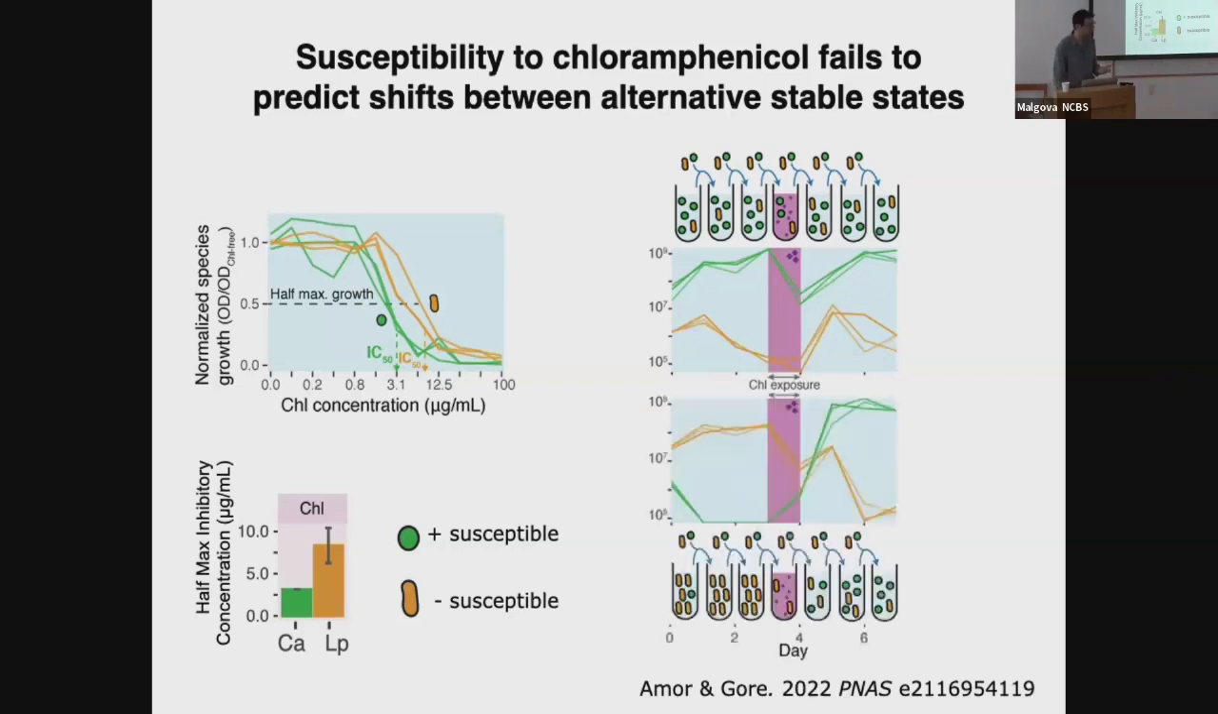And perhaps more surprising is what happened in the other case. Here we have the orange microbe dominating the system. We are in the alternative stable state of the community. We expose them to chloramphenicol, and during the recovery process after the treatment, we see that the green microbe takes the opportunity and takes over the system. So even if it's more susceptible to the antibiotic, when in competition, it can still benefit from the perturbation.